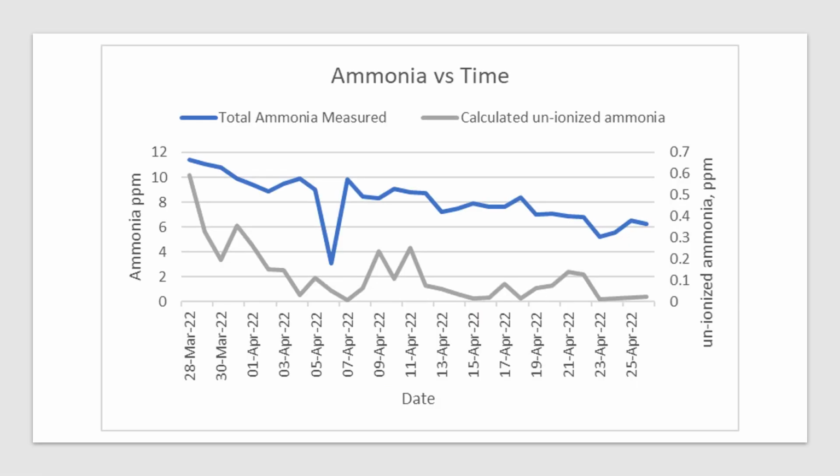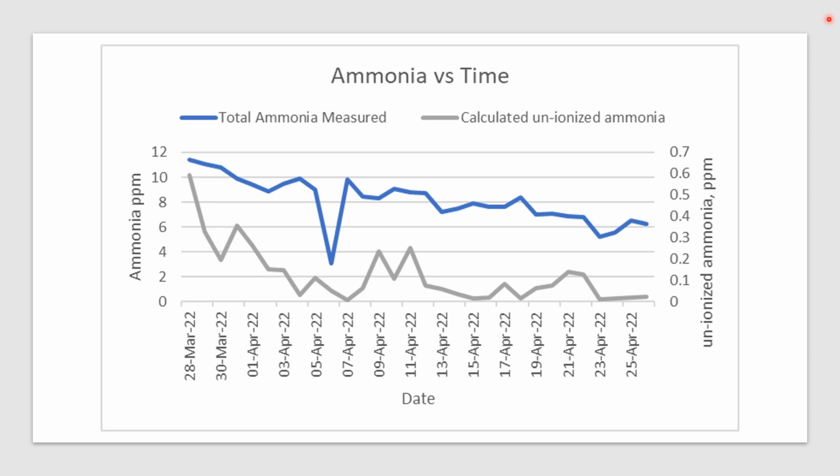Next, we have a timeline graph showing the total ammonia measured and the calculated unionized ammonia. The calculated unionized ammonia uses water temperature, pH, and the total ammonia measured as inputs. There is a clear downward trend in the total ammonia and the calculated unionized ammonia over the 29-day treatment period. I mentioned in the paper that the client was unable to pass their acute lethality test for rainbow trout in the months leading up to the treatment.